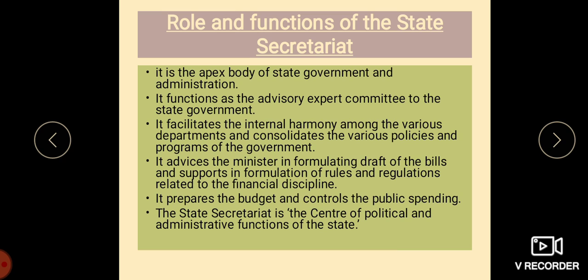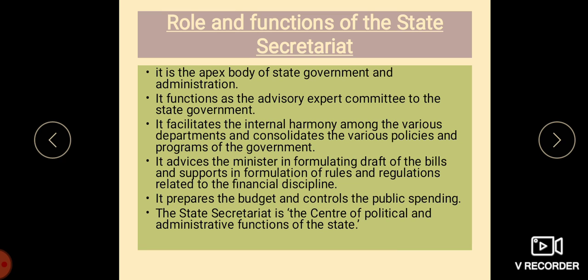It is an advisory body and its main functions are: it is the apex body of the state government and administration. It aids policy making on all issues related to the state. It functions as the advisory expert committee to the state government. Thirdly, it facilitates internal harmony among the various departments and consolidates the various policies and programs of the government.